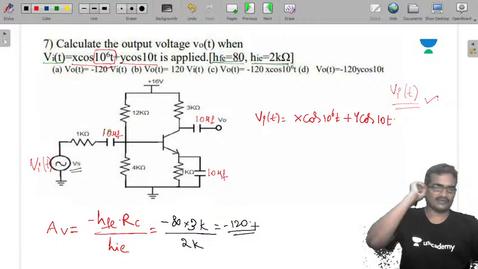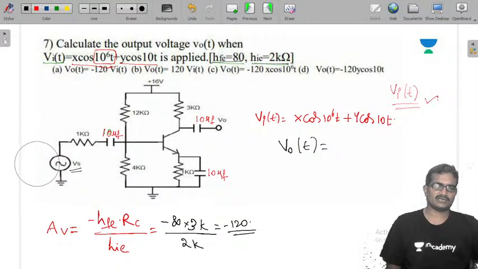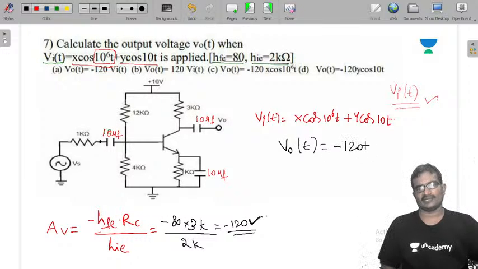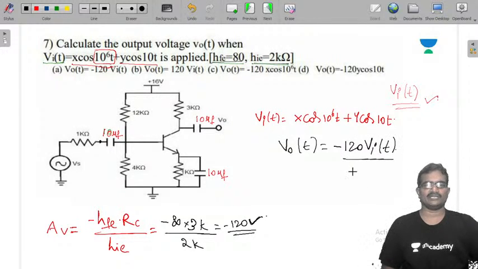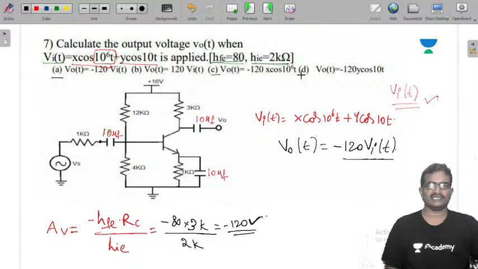This is the gain. Now you are expecting your output voltage V0 of t. You can give priority to the capacitor, and you can assume that signal is here. Now the voltage gain is minus 120, so you are expecting output voltage is minus 120 times Vi of t, because voltage gain is V0 by Vi. So minus 120 Vi of t. So the answer is either A, or here also negative is there. Now the option is C or D or A. It is plus, so not possible.